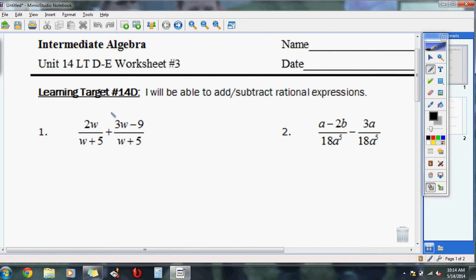I'm just going to go through the odds of learning target D and E, worksheet number 3 here.